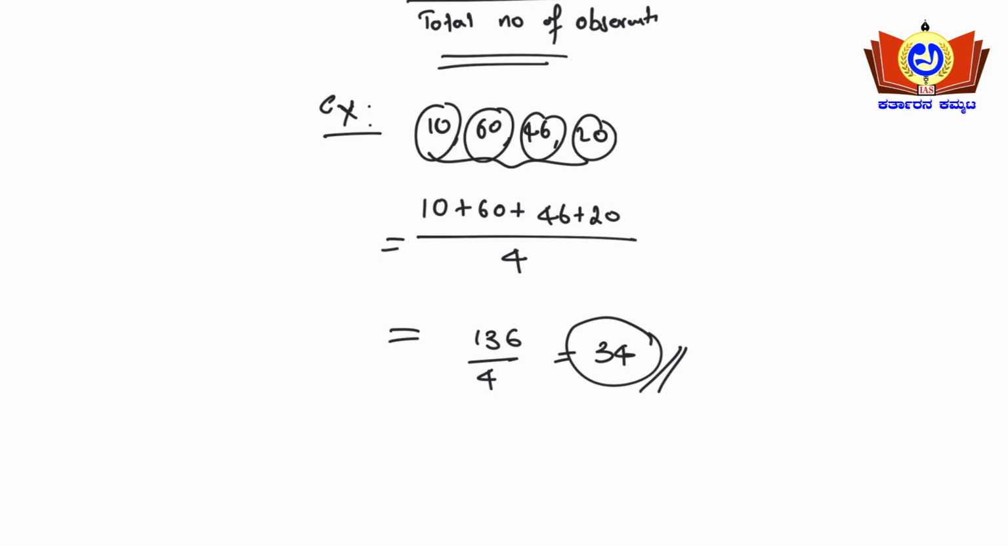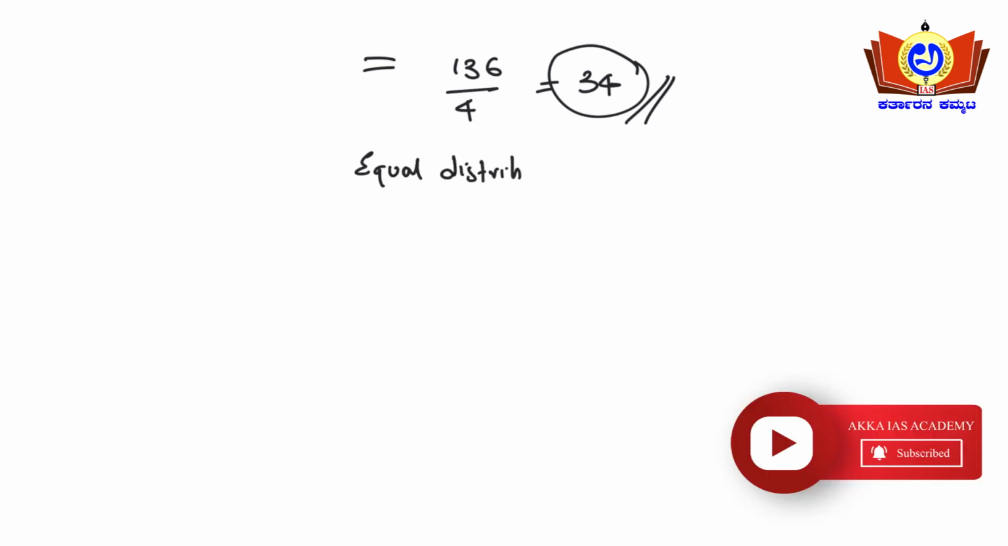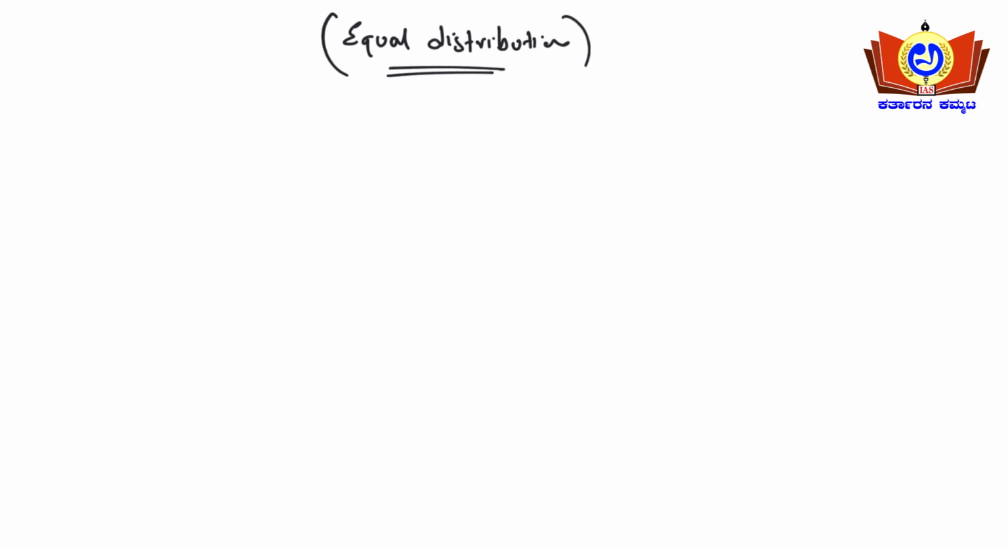So basically what do you understand by average? It is nothing but the equal distribution of the total value amongst the number of persons or number of observations. What do you understand by this equal distribution? I'll explain this equal distribution with an example here.